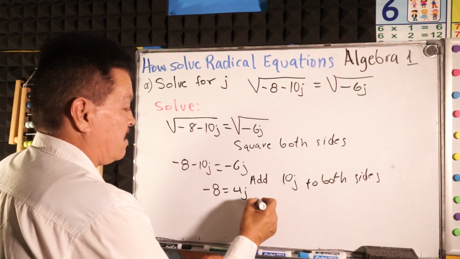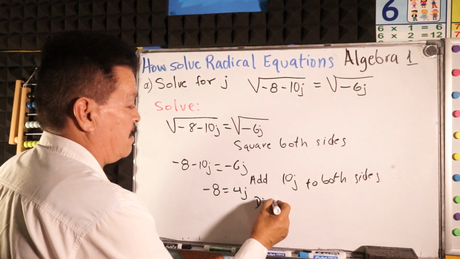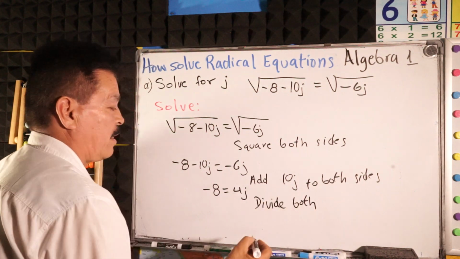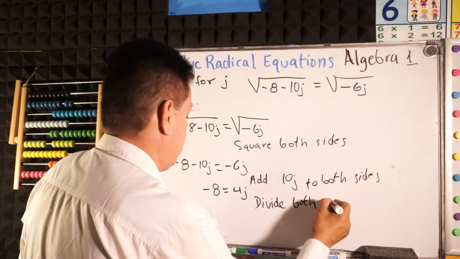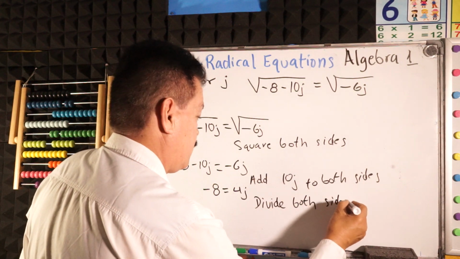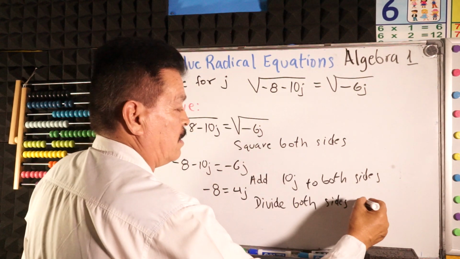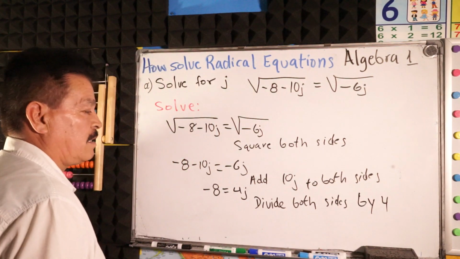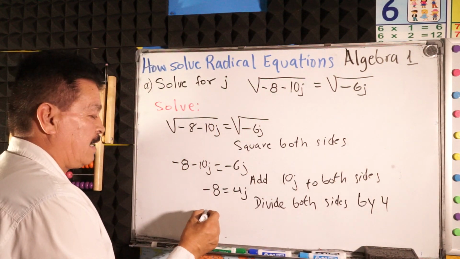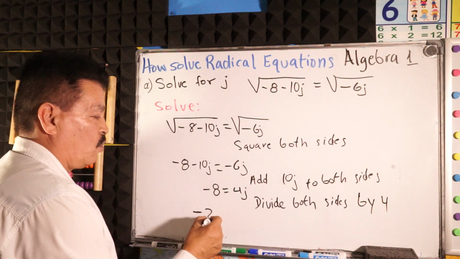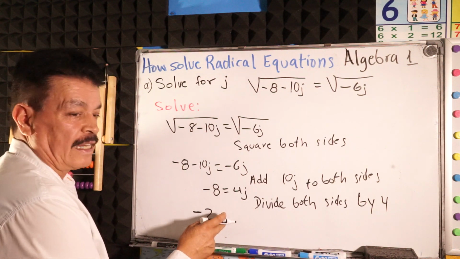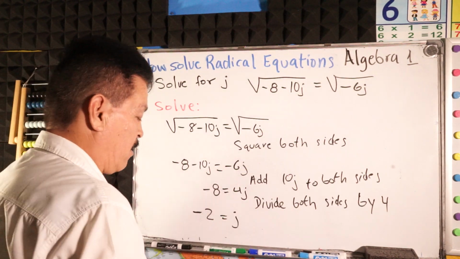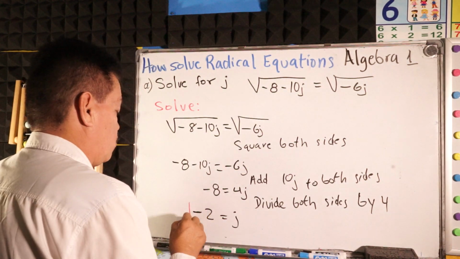Now divide both sides by 4. If you do that, you will have negative 2 equals j. So this is our answer. This is the solution.